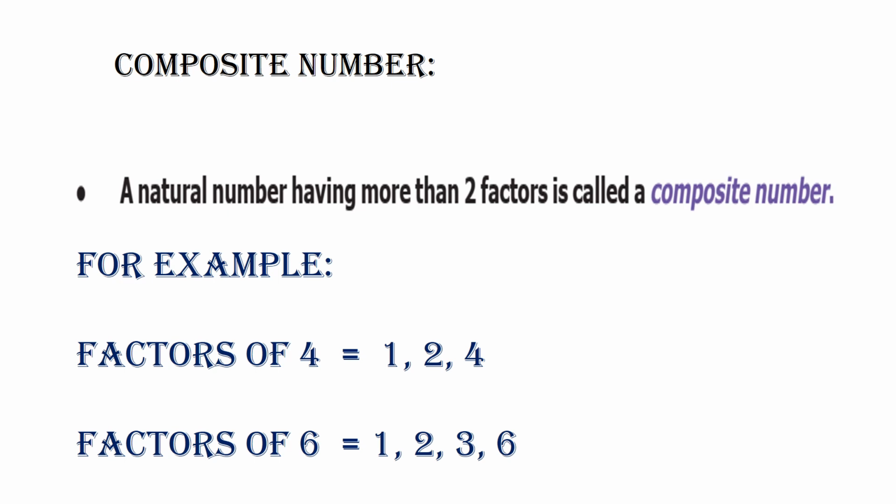So what is a prime number? Having exactly 2 factors, that is 1 and the number itself, is called a prime number. A number having more than 2 factors is called a composite number.